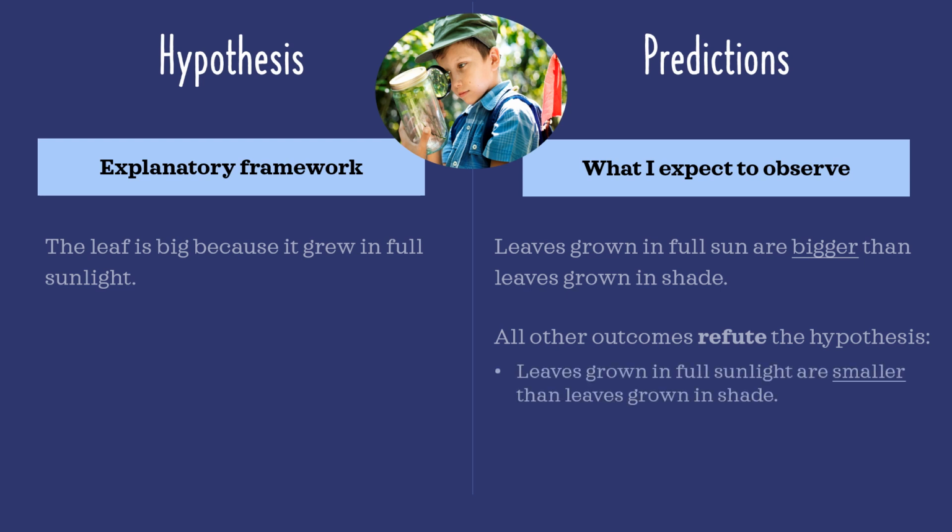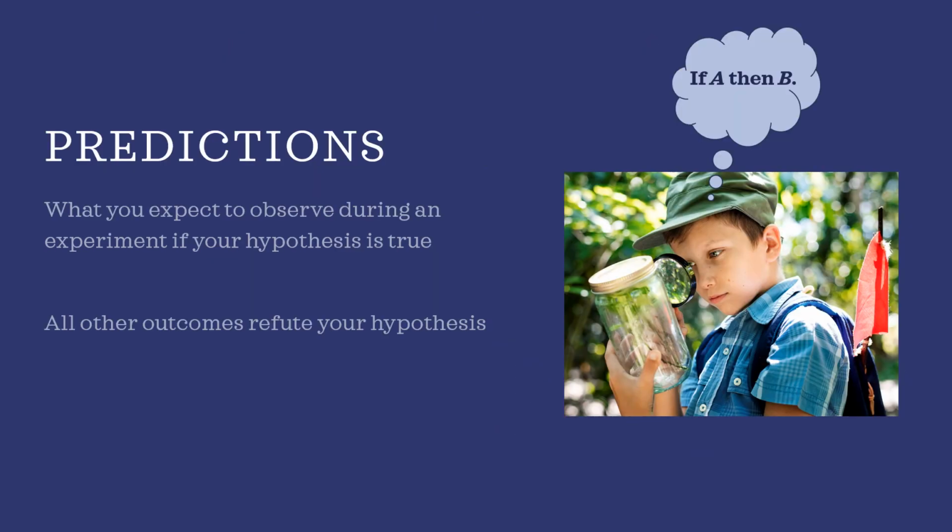For instance, if the leaves you measured tended to be smaller in full sun than in shaded areas, then that refutes your hypothesis. Or if the leaves you measured tended to be the same size in full sun and in shade, that would refute your hypothesis too. A prediction, then, is a detailed expectation derived from your hypothesis. Predictions are what you expect to observe during your experiment if your hypothesis is true.